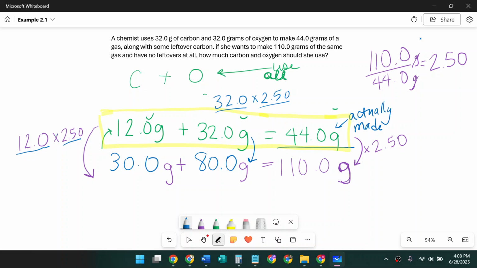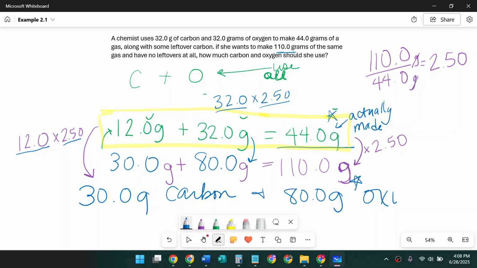To create 110 grams of the same gas as this one, I made the gas once, not me, but the chemist did. Now she wants to make it again. And the proportions need to be the same, because if they're not the same, it wouldn't be the same gas. So the answer to the question is she needs to use 30 grams of carbon and 80 grams of oxygen. And make sure that when you report your answers, you include all the significant digits that you need to include. Otherwise, there are points off.